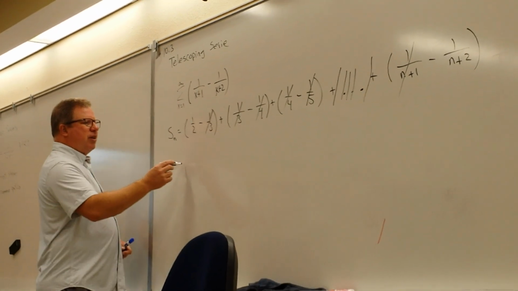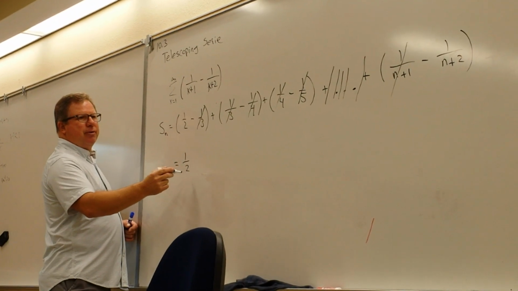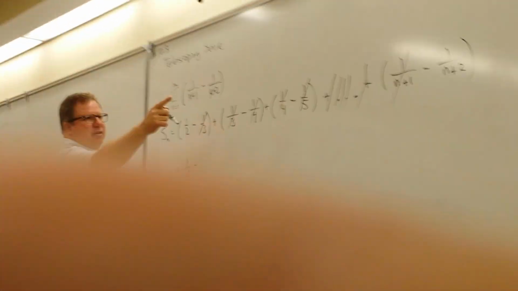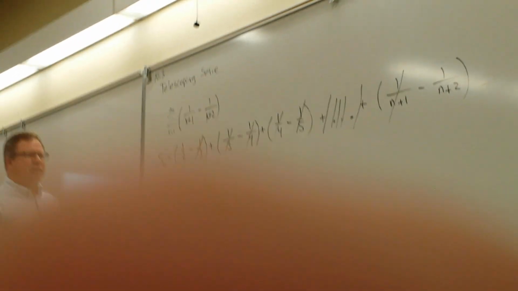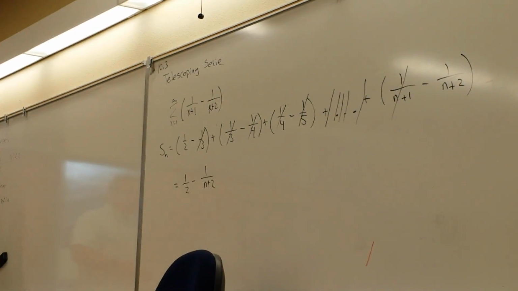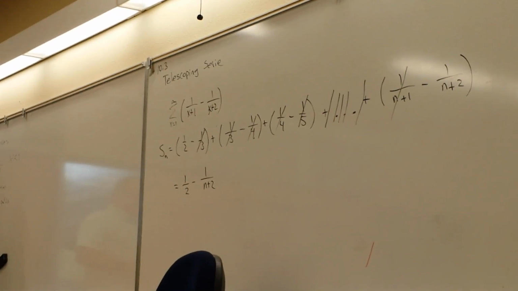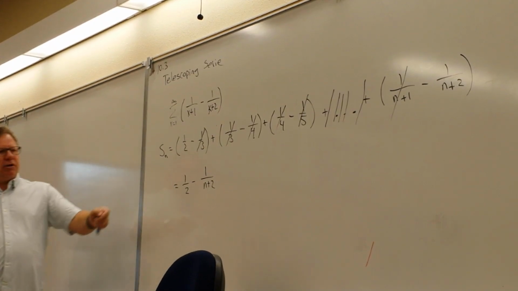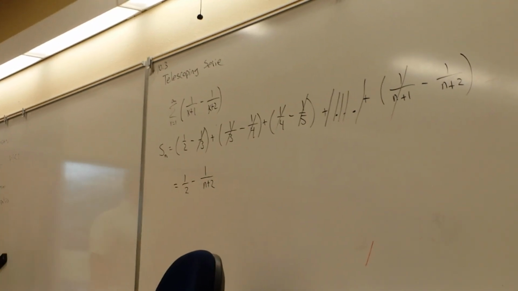And now we are left with this 1/2 in the front that never canceled, minus 1 over n plus 2. That is the s sub nth term, 1/2 minus 1 over n plus 2. So that's the sum of the first n terms. So if you want to know the sum of the first 100 terms, we could put 100 in for n here and figure it out. That make sense?